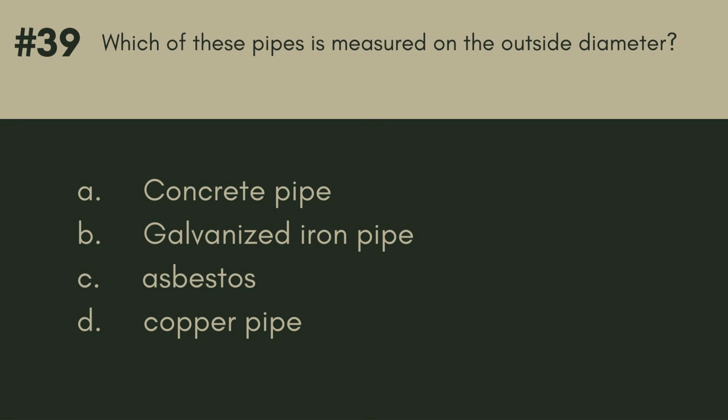Question 39. Which of these pipes is measured on the outside diameter? A. Concrete pipe. B. Galvanized iron pipe. C. Asbestos. D. Copper pipe. The answer? It's D. Copper pipes. These are measured on the outside diameter.